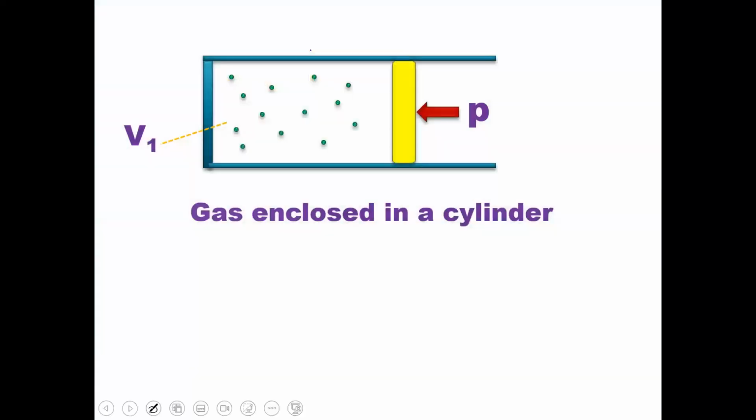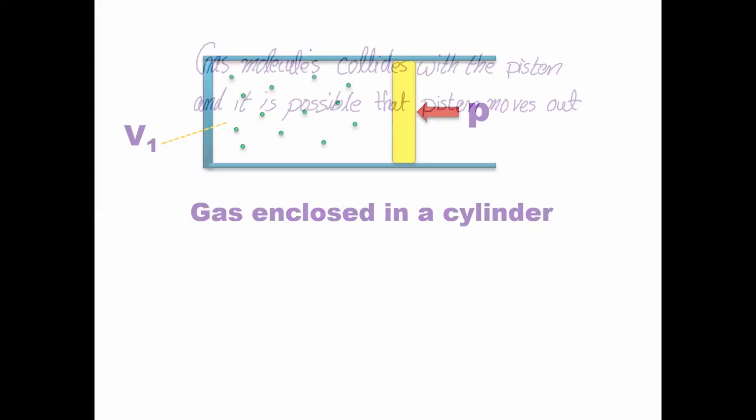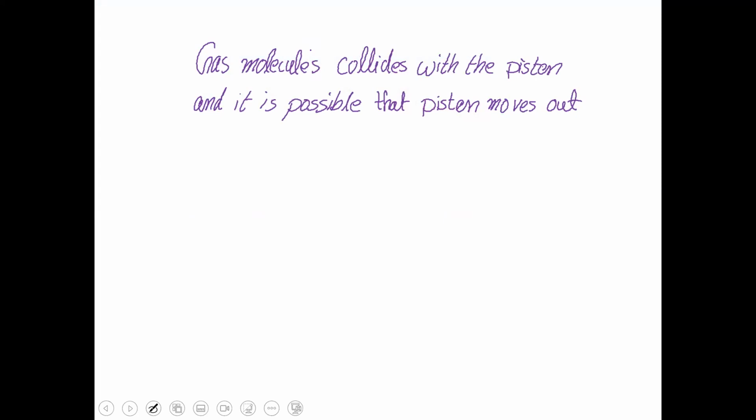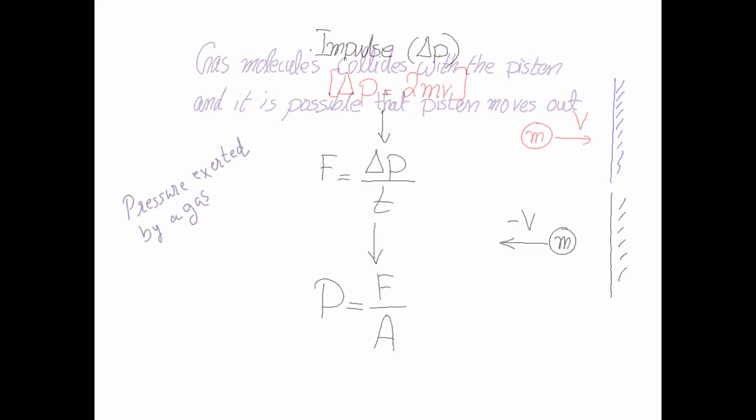Now, what is this formula? We have a cylinder and a gas is enclosed in the cylinder. Now, you can see the piston and there is a pressure on the piston. Now, what happened? We allow the gas to expand. The gas molecules always collide with the piston, and it is possible that the piston moves out.